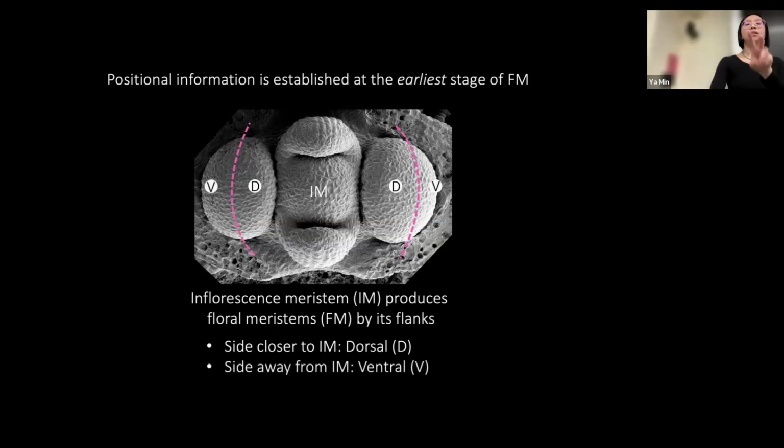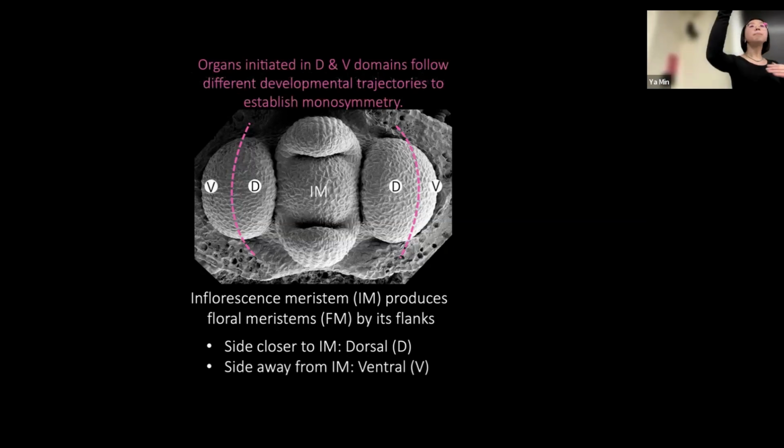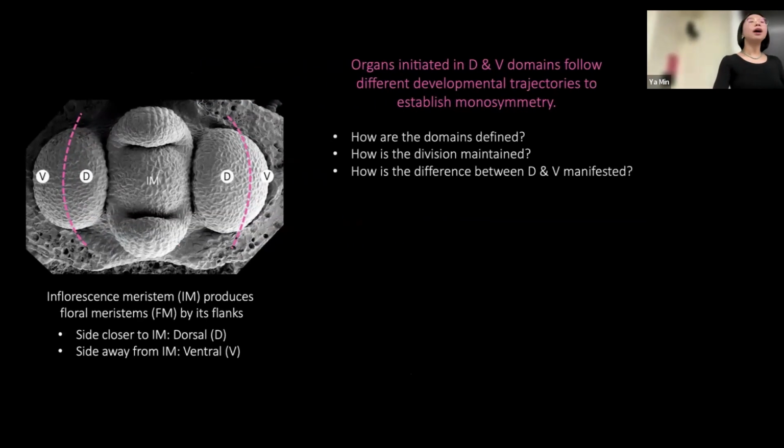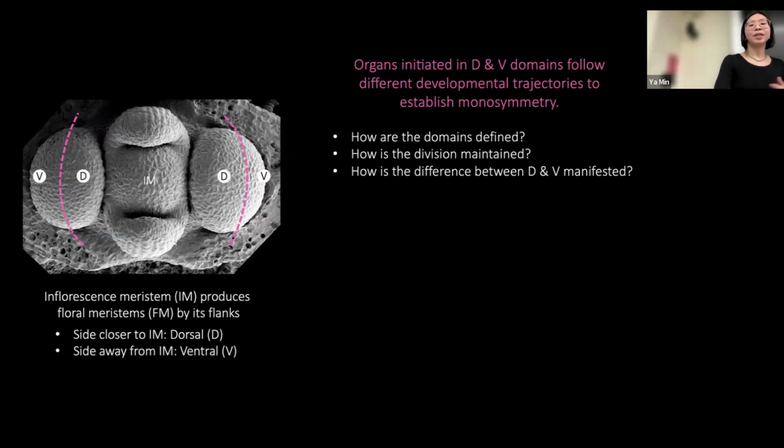And it turned out this division between the dorsal and ventral corresponds to the upper and lower division in a flower that establishes bilateral symmetry. Now that we know this division of upper and lower, dorsal and ventral can be distinguished since the very beginning, here come some obvious questions that I'm interested in. How are the domains defined at the molecular level? How is this division maintained? And how is the difference between the dorsal and the ventral manifested?